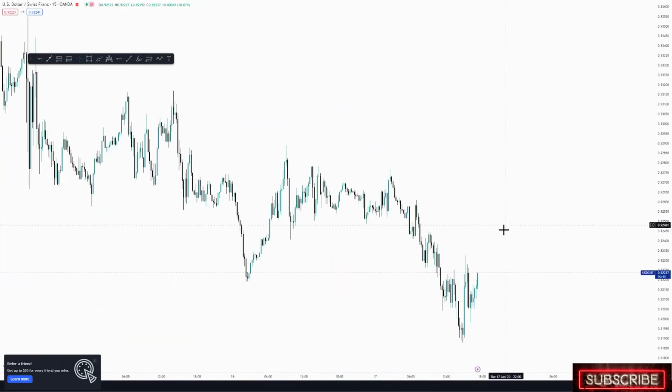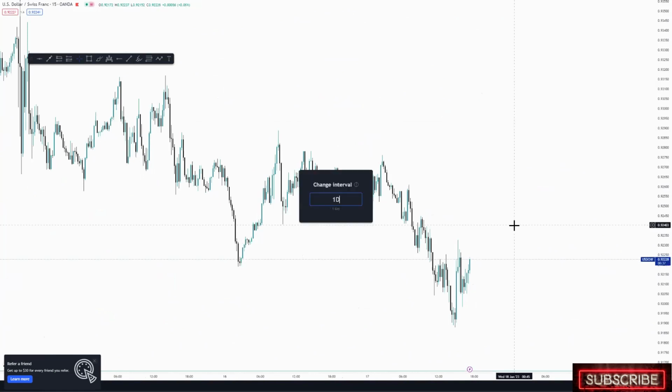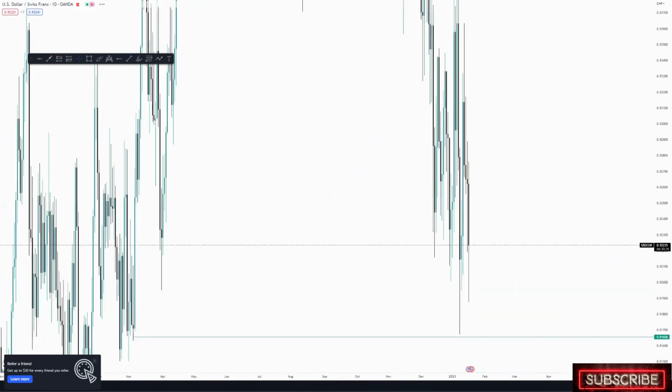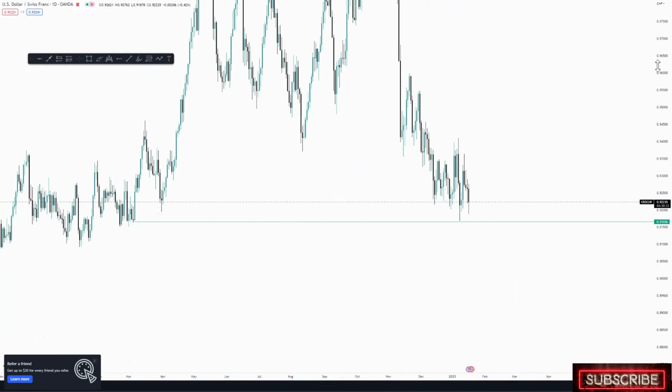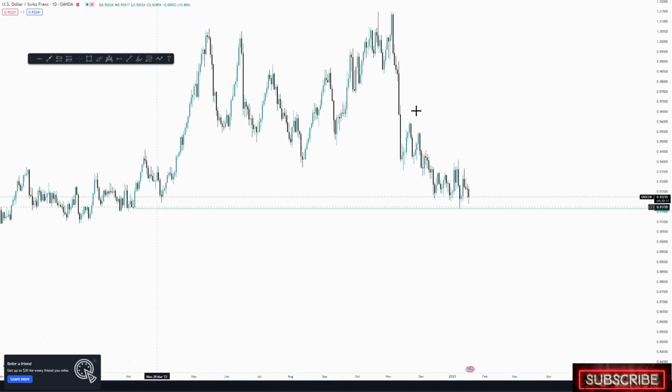So the next pair that we have currently is USDCHF. On USDCHF, right? Luckily I have already highlighted that level over there.